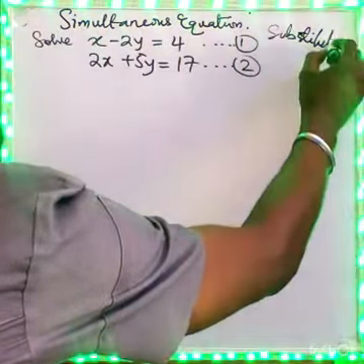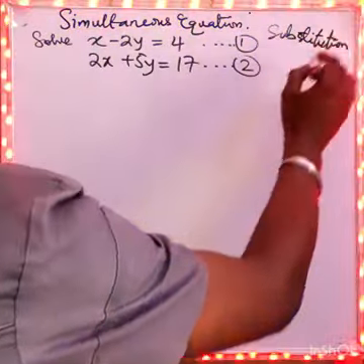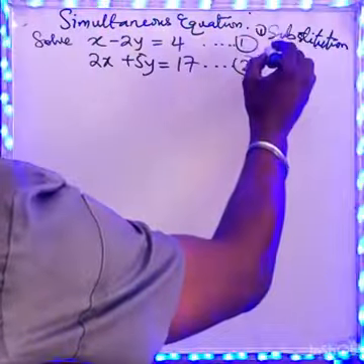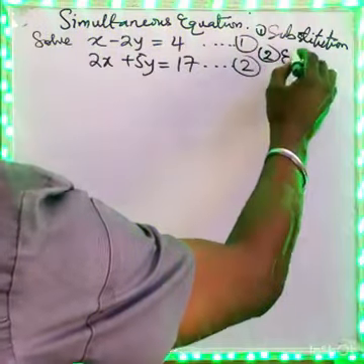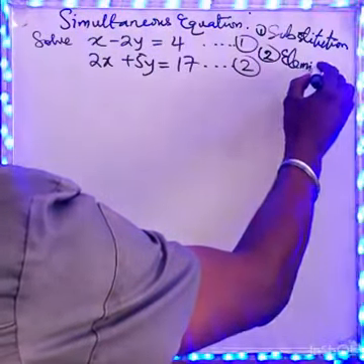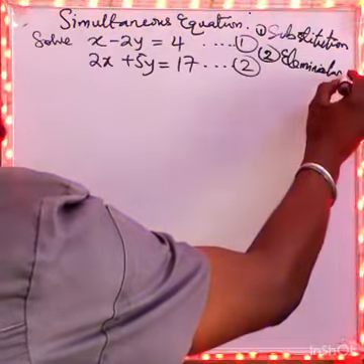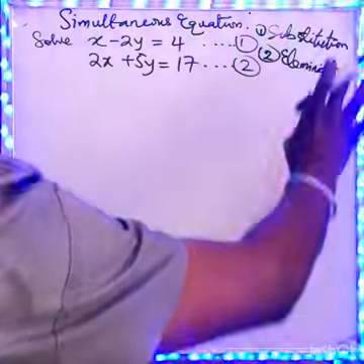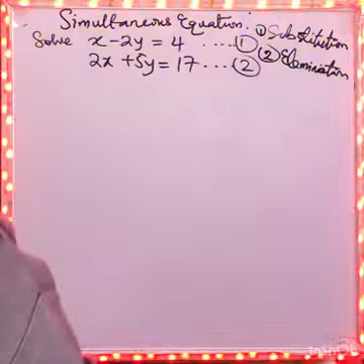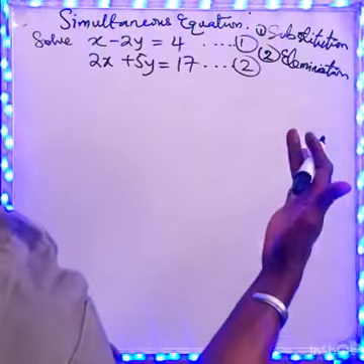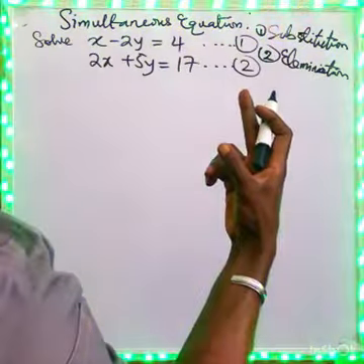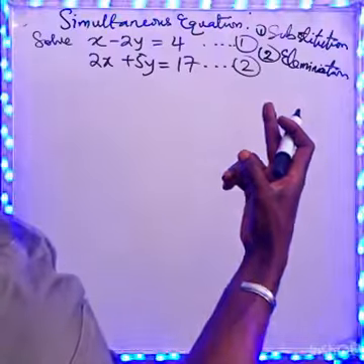Substitution. And the second method is what? Elimination method. So these are basically the two methods of solving simultaneous equations: substitution method and elimination method. So we are going to start with the first method, the substitution method.